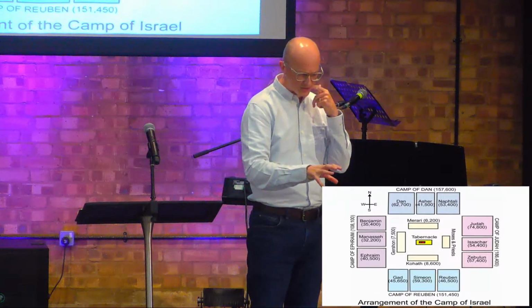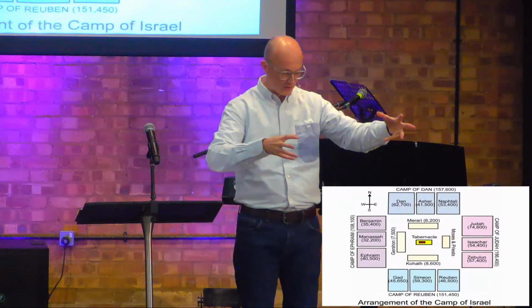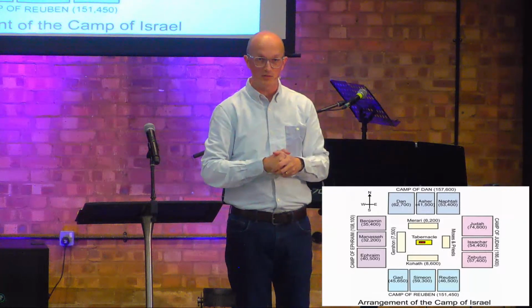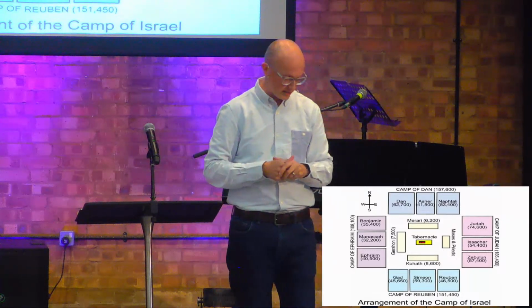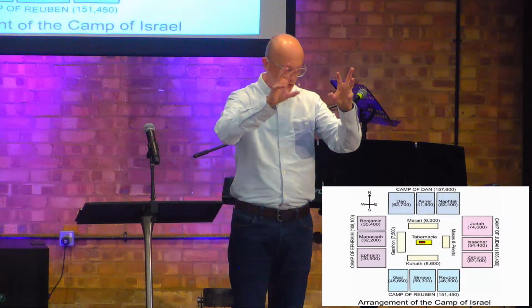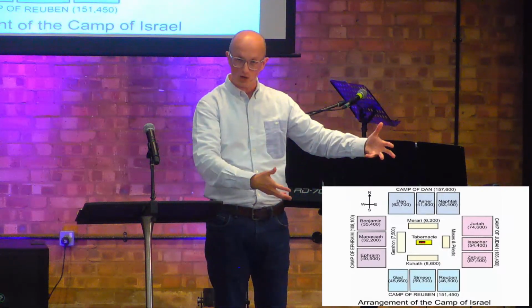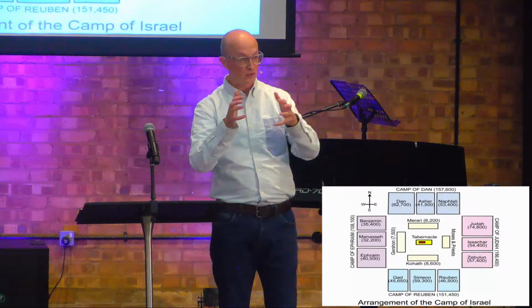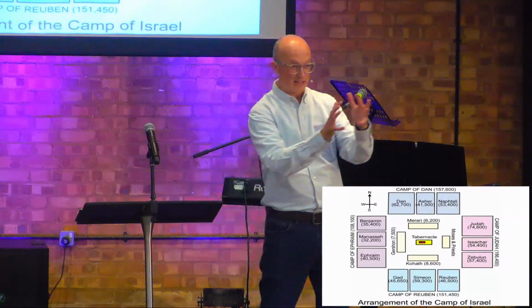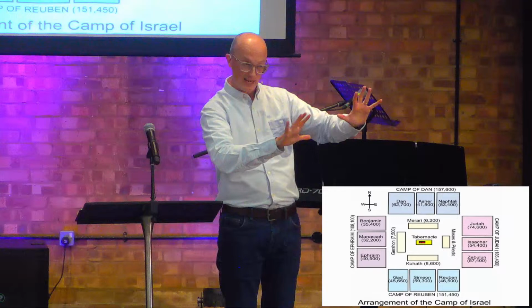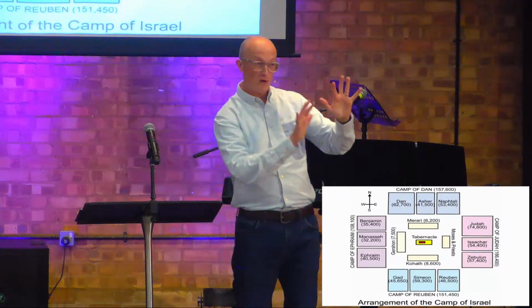Just around that, you've got the camp of the Levites. Those are the tribes of the Levites. They're the priests. They're the ones who are responsible for doing the sacrifices. And then around that, you've got 3 camps on each side. So these are the 12 tribes of Israel, 3 on each side. And every time they pack up and move and stop, they have to arrange it like this.